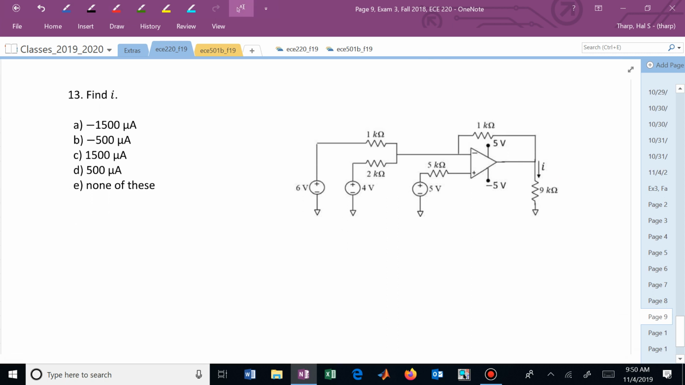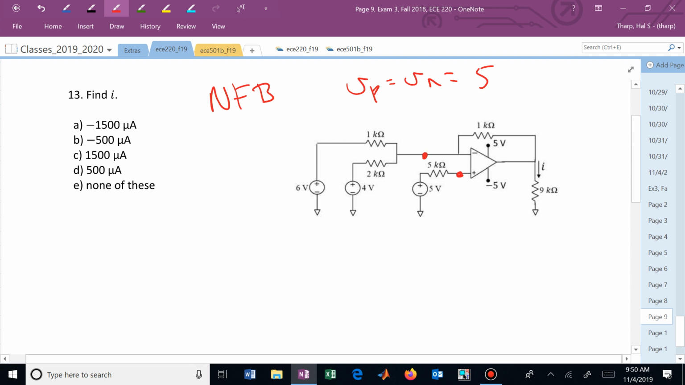Negative feedback, yes or no? Yes. What's V sub P? There's no drop across that 5K, so this is now 5. We now know this in the assumption. This is now V sub N. You can now find this current and that current and this current to actually find this voltage V sub 0. That's the only unknown in your KCL equation. Once you have V sub 0, you can calculate I.